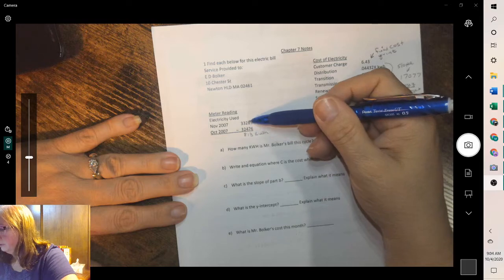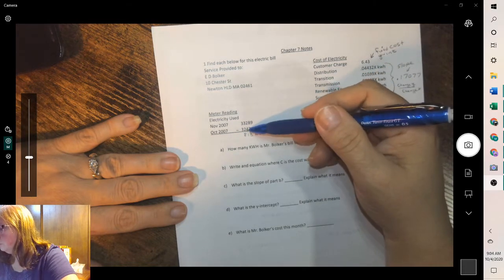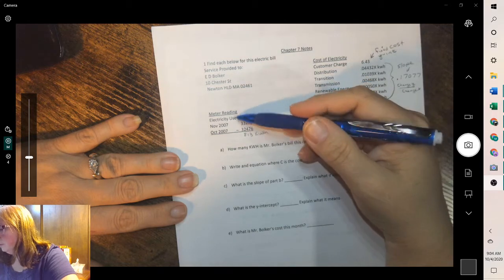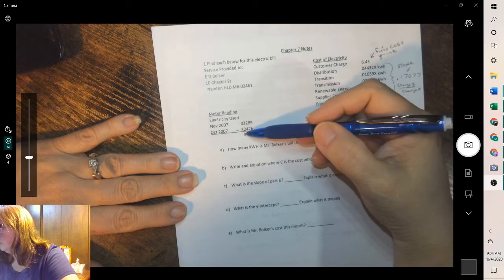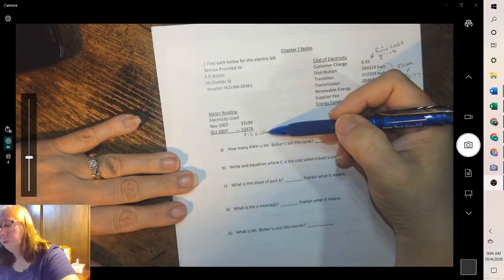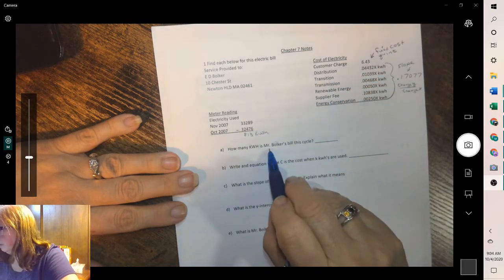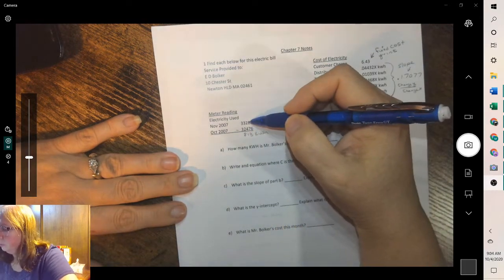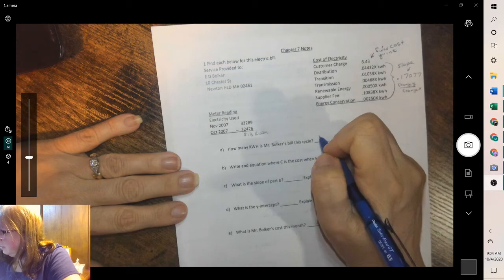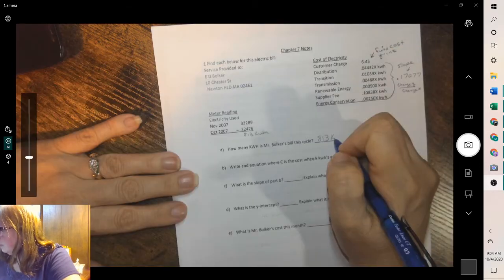So from October to November, it went from this one to this one. So if you want to find out how many kilowatt hours you used, you need to subtract them. So in this case, from October to November, he used 813 kilowatt hours. How many kilowatt hours is Mr. Bulker's bill this cycle? So for this cycle, you would subtract them, and that's the 813 kilowatt hours.